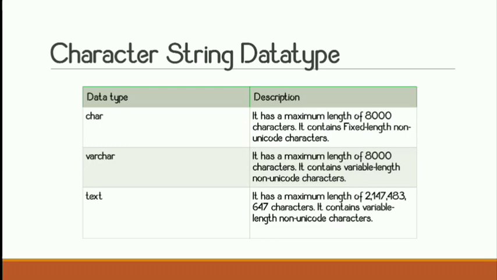Second is varchar. Varchar has its maximum length up to 8000 characters, and this particular data type can be of variable length. So you can increase the space, you can decrease the space, so it is not fixed. You can change the space if you use the varchar data type. And last is text. This data type contains variable length, and it also has non-Unicode characters, and the maximum length is 2147483647 characters. So there is a big length for this particular data type, that is the text data type.